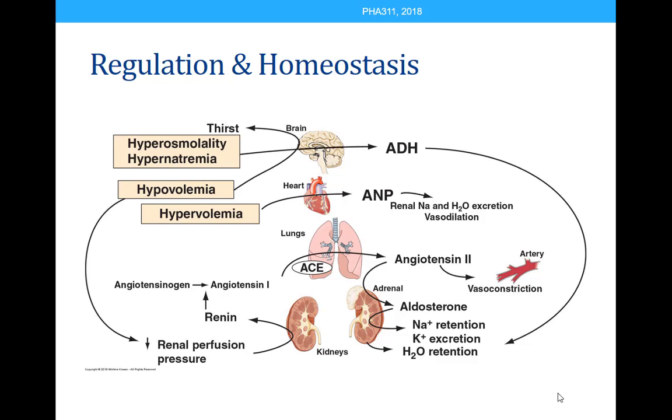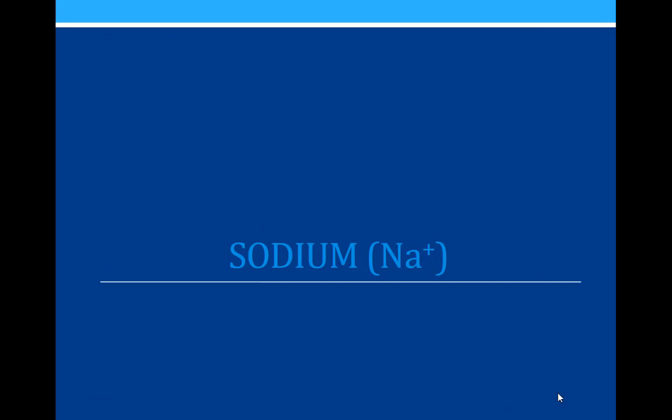Okay. So, all these different regulatory mechanisms will determine how much water is lost from the body or how much water is conserved in the body, right? Now, what we will do, we will look at sodium first, then we will go to potassium, and then we go to chloride towards the end.